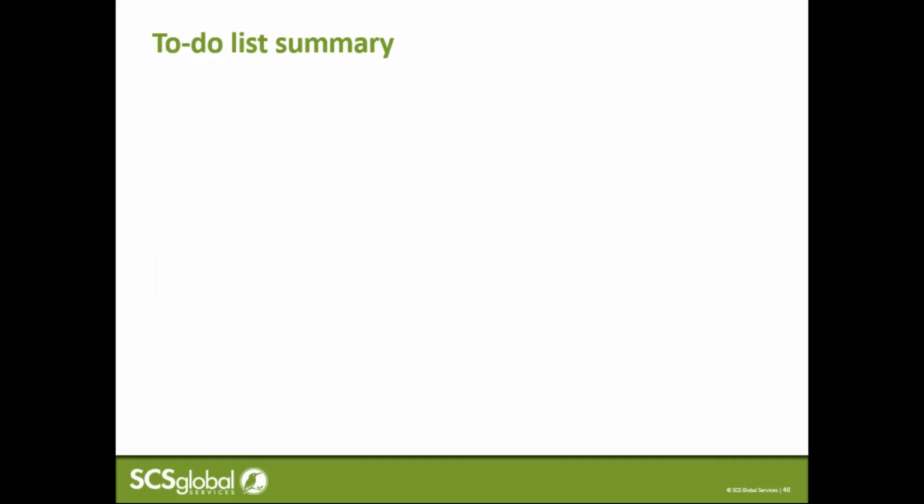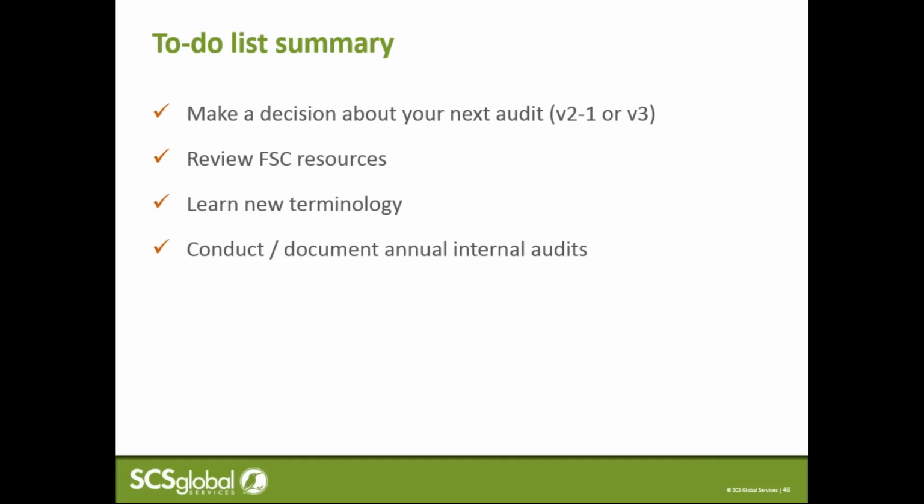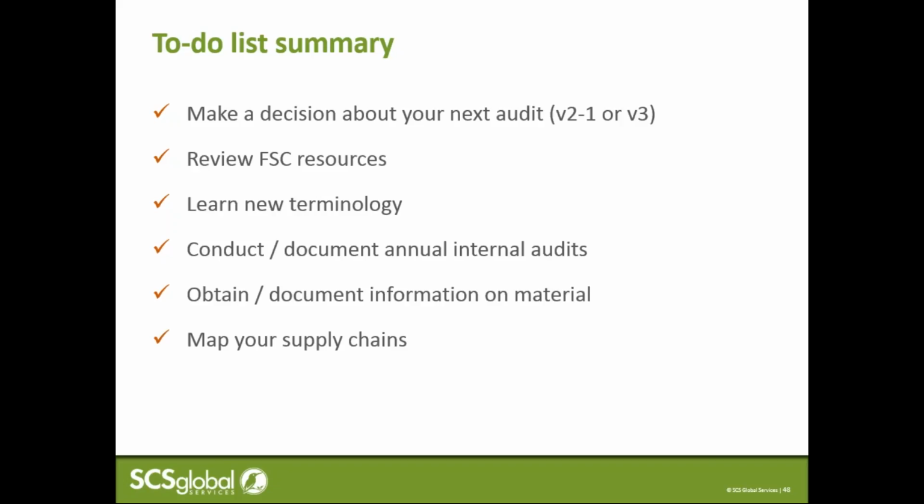The next two slides summarize the main priorities for each certificate holder transitioning to version 3 of the FSC controlled wood standard. Besides making a decision about your next audit, reviewing the resources already available from FSC, and learning the new terminology, each certificate holder will need to conduct and document annual internal audits, obtain and document the required information on controlled material, and map its supply chains.